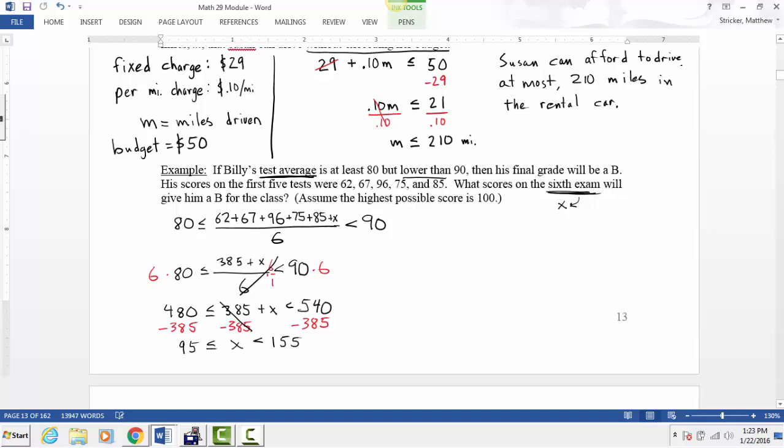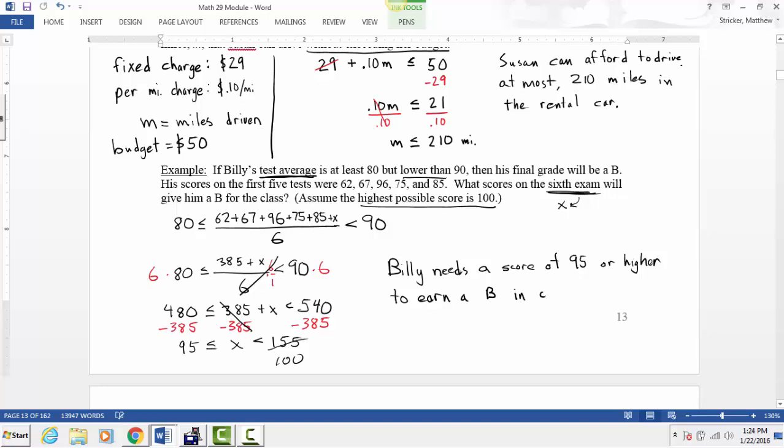So now, can Billy get a 155% on his exam score? Well, no, because it says the highest possible score is 100. So Billy needs a score of 95 or higher, but the highest he can go is really 100, right? Billy needs a score of 95 to 100 to earn a B in the class.